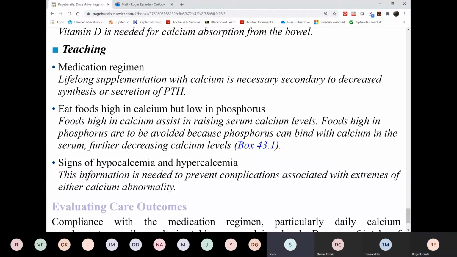Eat foods high in calcium but low in phosphorus. Foods high in calcium assist in raising serum calcium levels. Foods high in phosphorus are to be avoided because phosphorus can bind with calcium in the serum, further decreasing calcium levels. Okay, so here's the box.